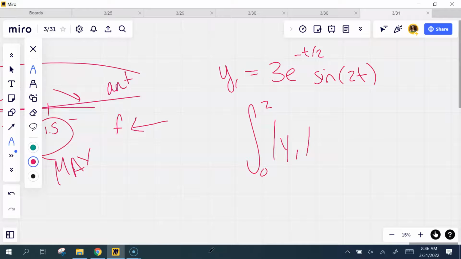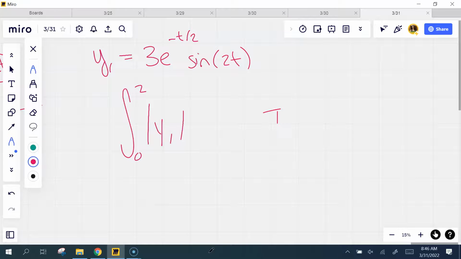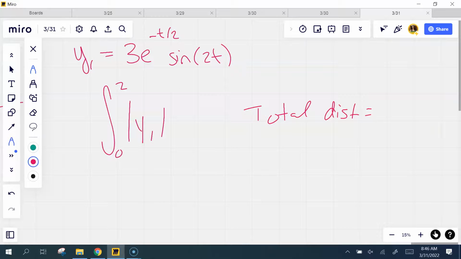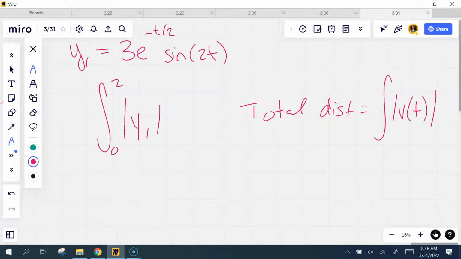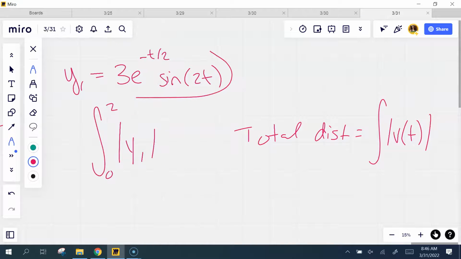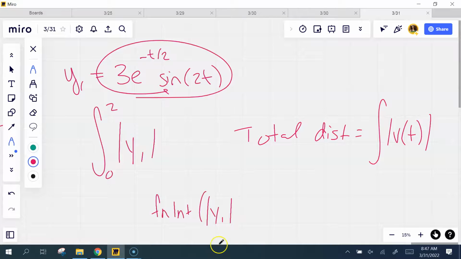Well, if I put this into y1, its total distance is the integral of the absolute value of velocity over whatever period. So what I was saying is I put this in y1 in my calculator, and then I did the integrate, and I did absolute value of y1 like that, and then I did x, and then I did from 0 to 2.